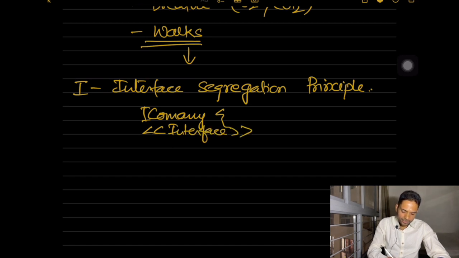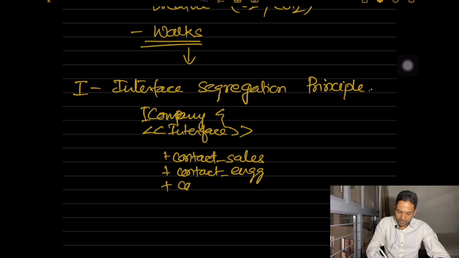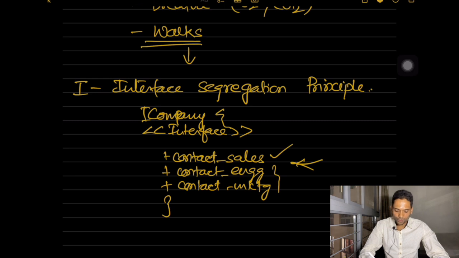I should not have, like, contact sales, contact engineering, and contact marketing in it. This is bad. When a client comes, if he has to talk only to sales, he will have to forcefully talk to engineering and marketing people too. That's definitely going to make your clients not stay. They'll run away. Nobody wants this hassle.